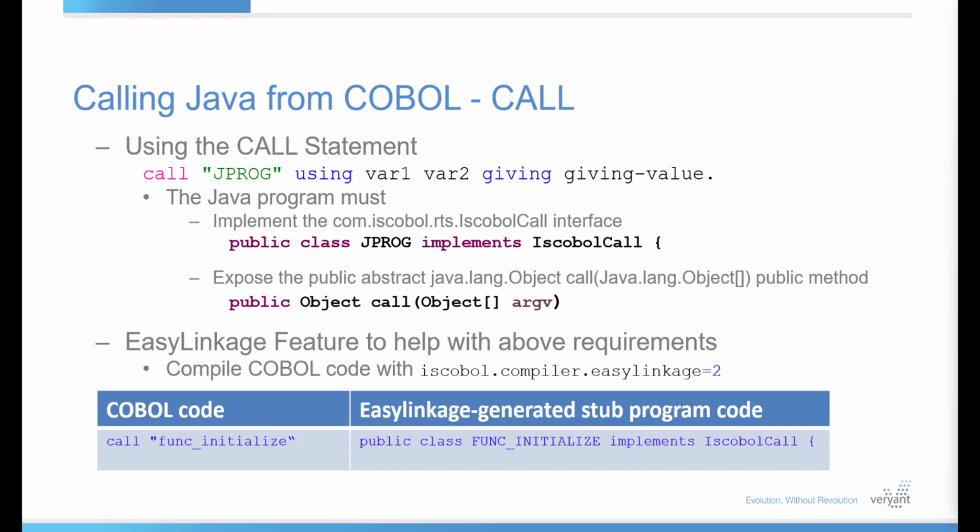Now, to help the Java programmer fulfill the requirements in their Java program, we have a tool called Linkage, and it'll create a Java stub program for each call statement in your COBOL program. And this gives the Java programmer a starting point to interacting with your COBOL program without having to understand your COBOL code. Now, here's an example on the screen of a COBOL call statement to func-initialize. Linkage generated a stub program that starts with the statement shown on the right in the table. To generate these stub programs, you would set Linkage to the value of 2.